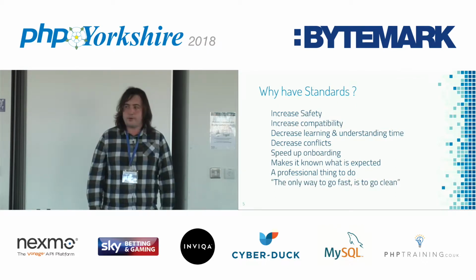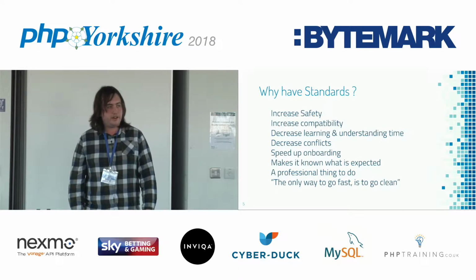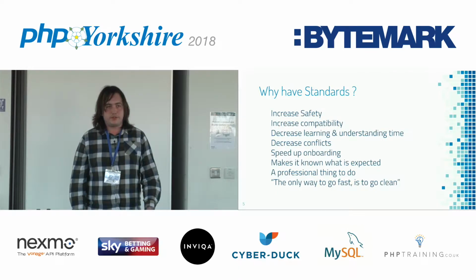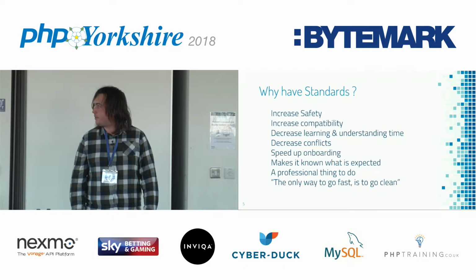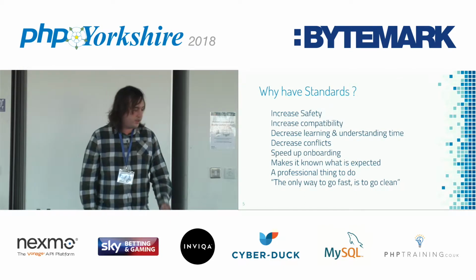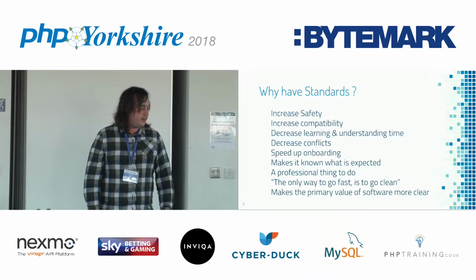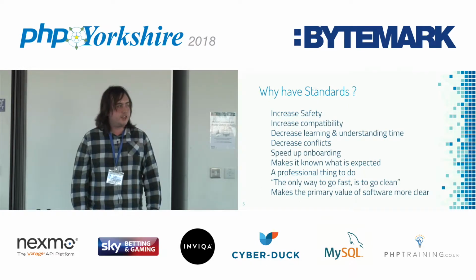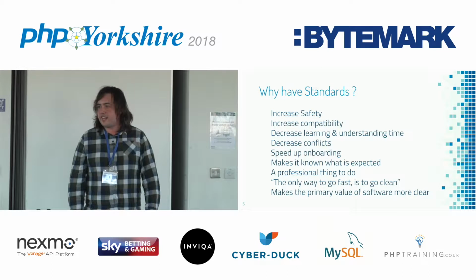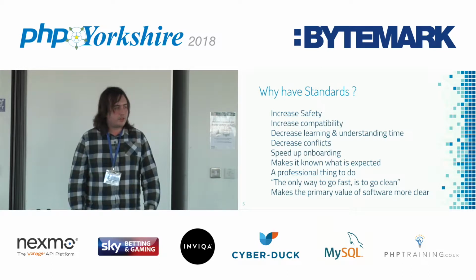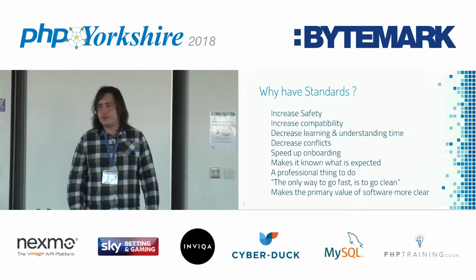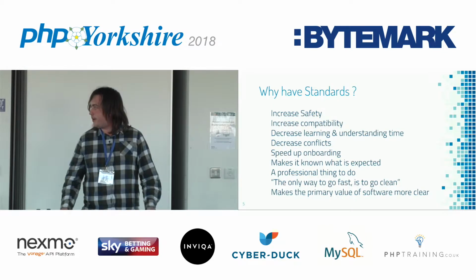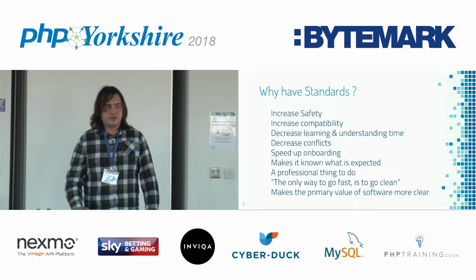A quote from Uncle Bob: the only way to go fast is to go clean. So having clean code does increase the velocity that you can go. And it makes the primary value of software more clear. The primary value of software is making it easy to change. The secondary value is it actually working, it's right now. All software needs to change. Nothing stands still. So you have to make things easy to change, easy to swap in and out. Having standards does make that a lot easier.